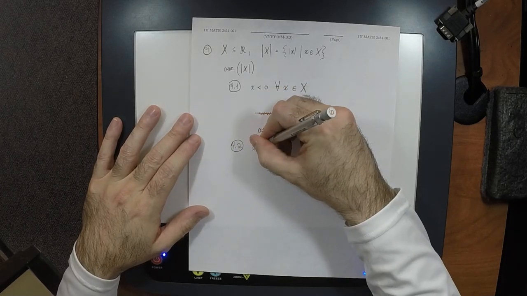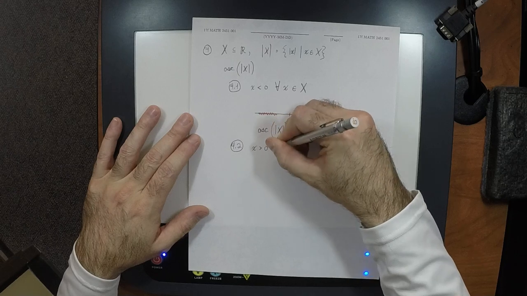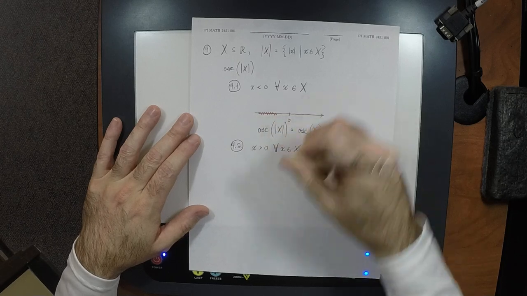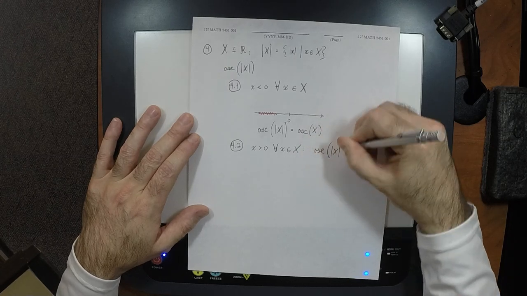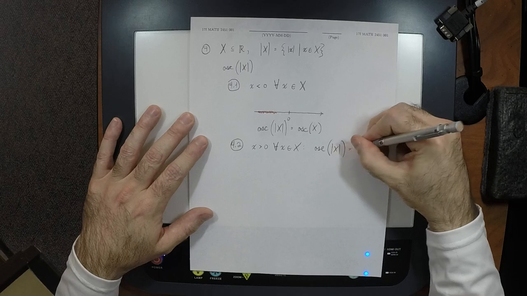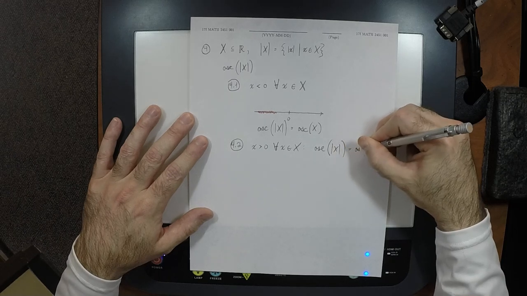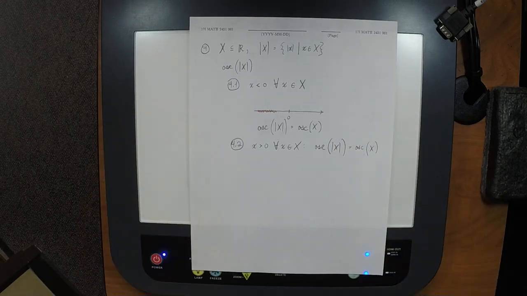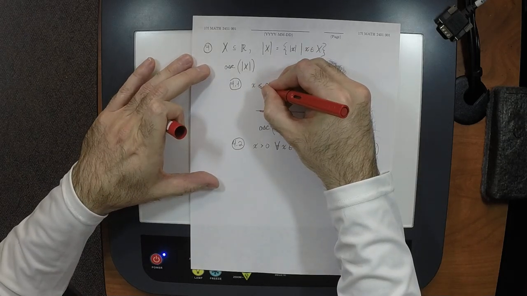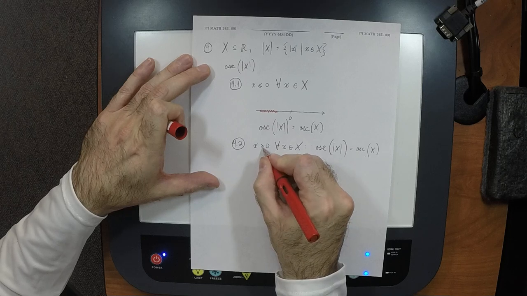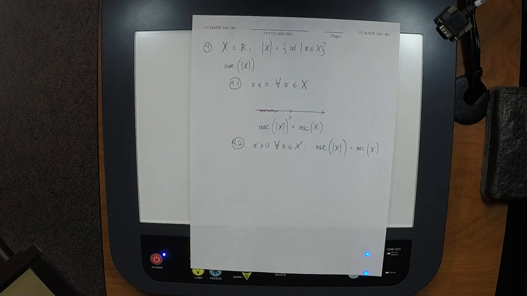Okay, so similarly, if it is the case that all of them are positive, so supposing that to be true, then the oscillation of the absolute value of x is still the oscillation of x. Okay, now, so what's the last case? In fact, I can make these slightly better, right? So I can say less or equal. And this one equal, so that we're not just entirely leaving out zero.